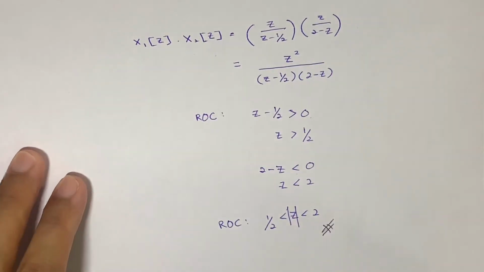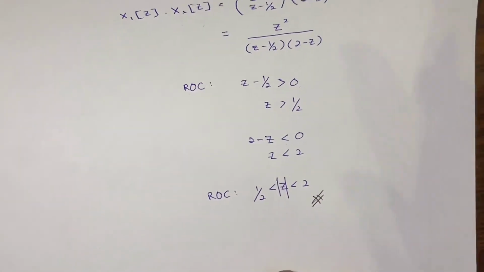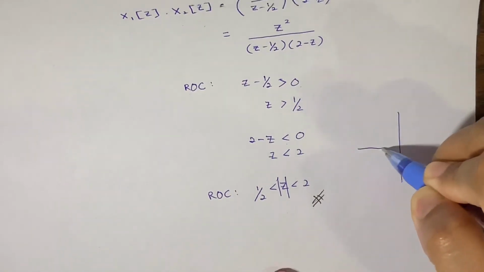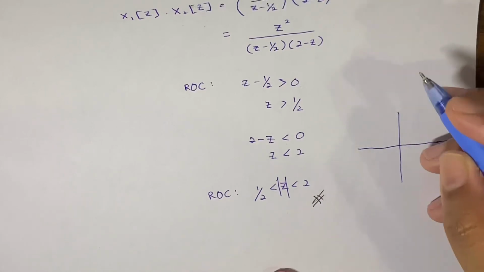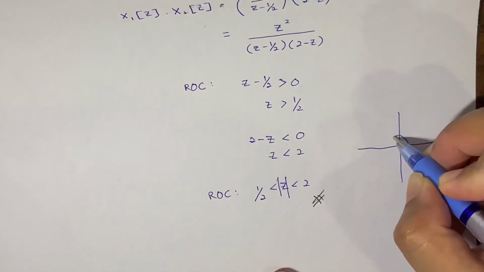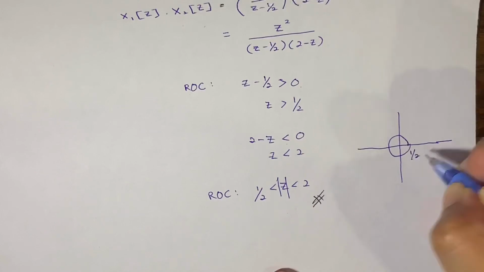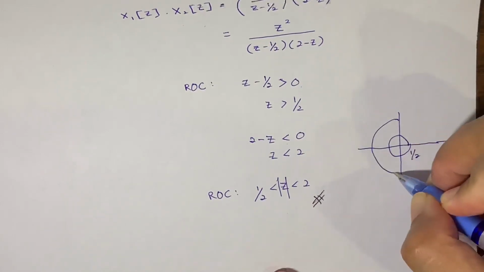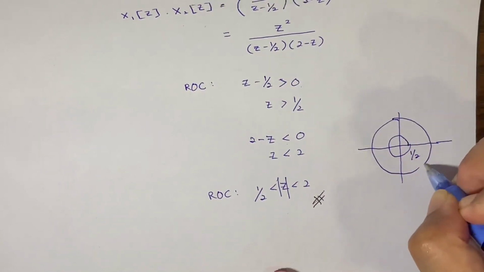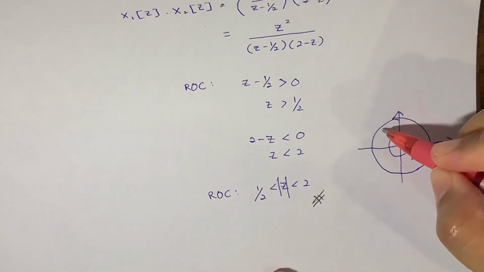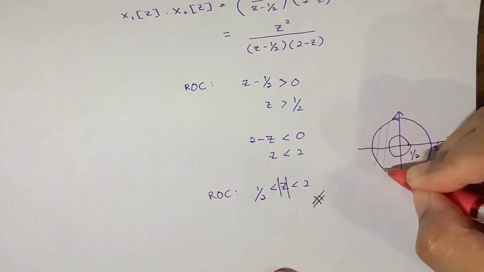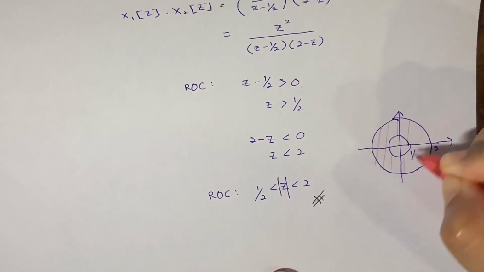How to draw it? It is simple. Just draw two circles. The first circle is 1 over 2 and the second circle is 2. So the ROC is inside, between these two circles. This is the ROC.